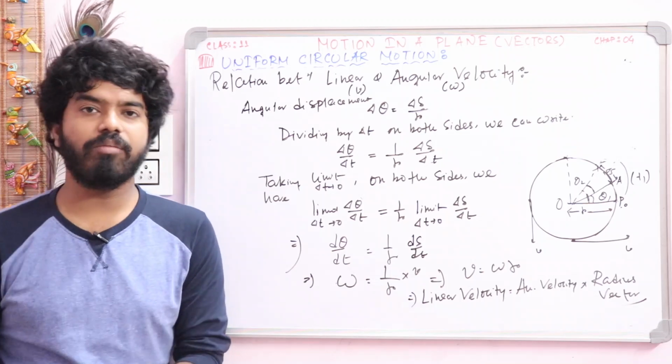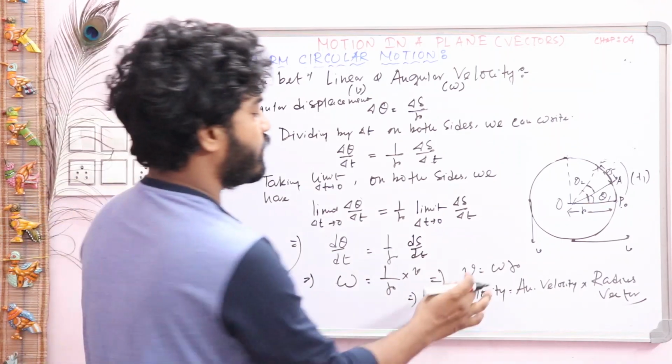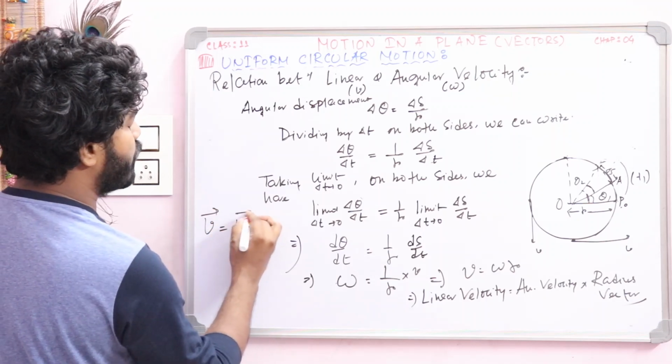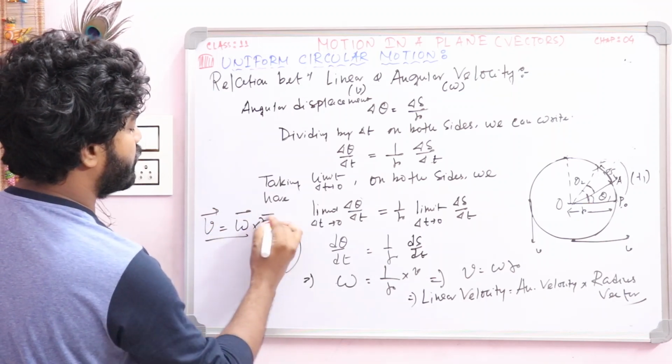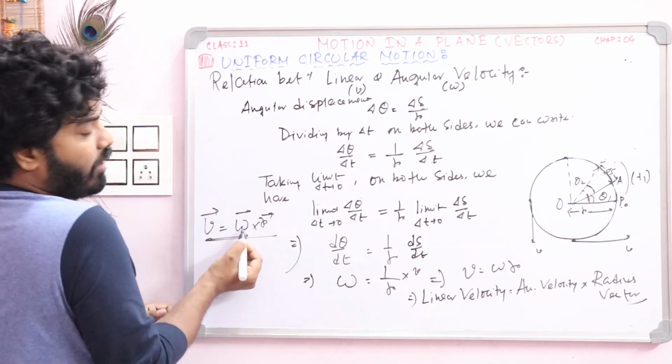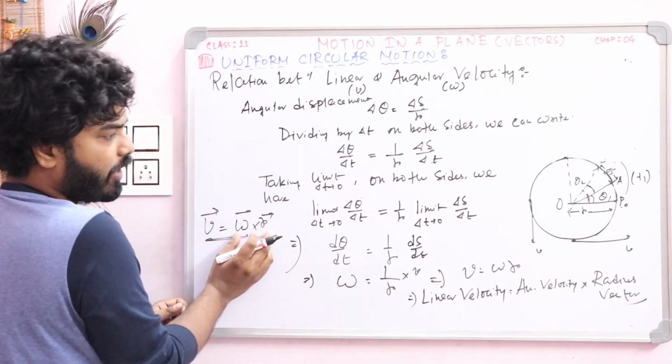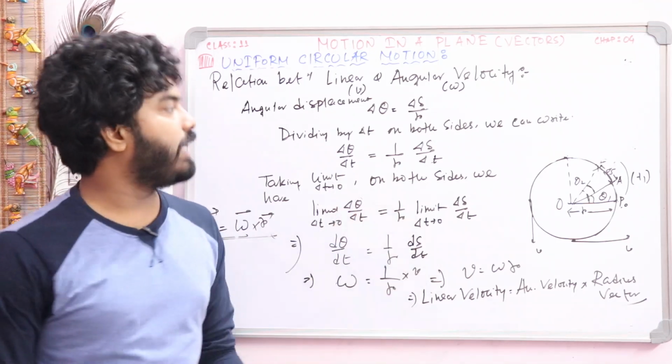And in vector form we can write this one: the linear velocity vector v is the cross product of angular velocity and radius vector. This is the cross product. Okay, so this is our relation.